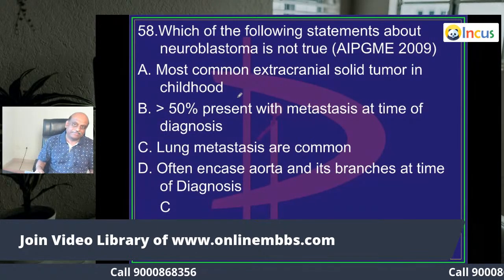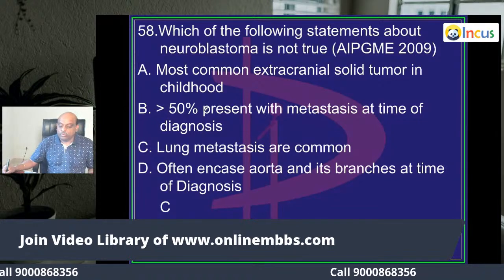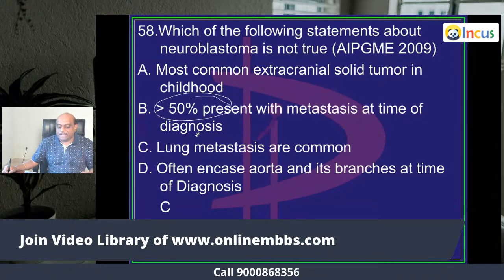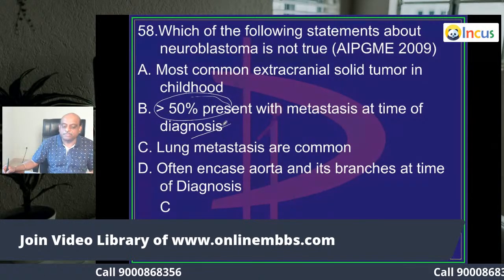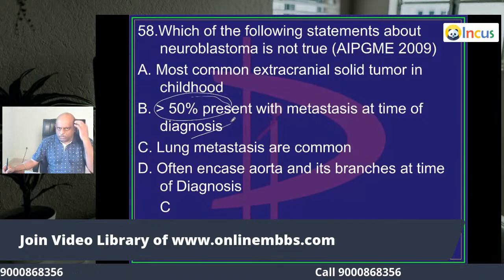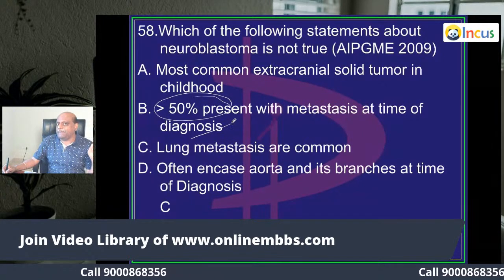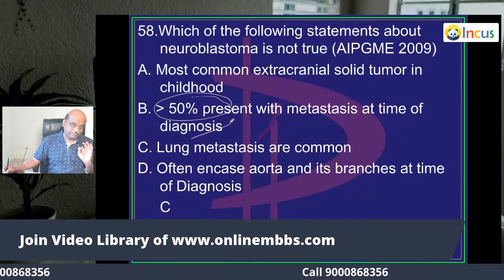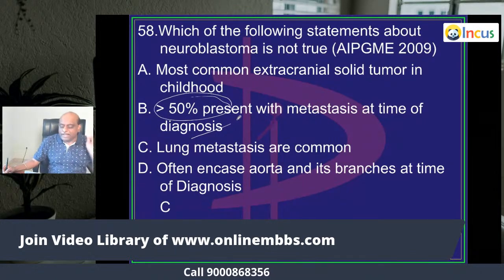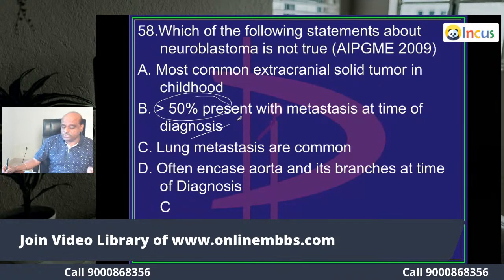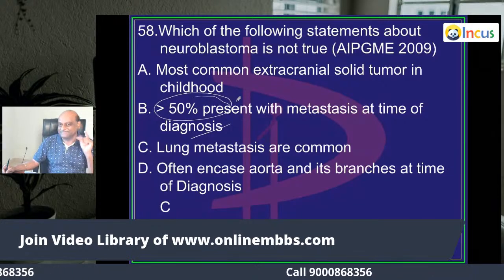Neuroblastoma: more than 50% present with metastasis at the time of diagnosis. The most common extracranial solid tumor in the abdomen is neuroblastoma. The most common extracranial solid tumor in childhood is neuroblastoma.